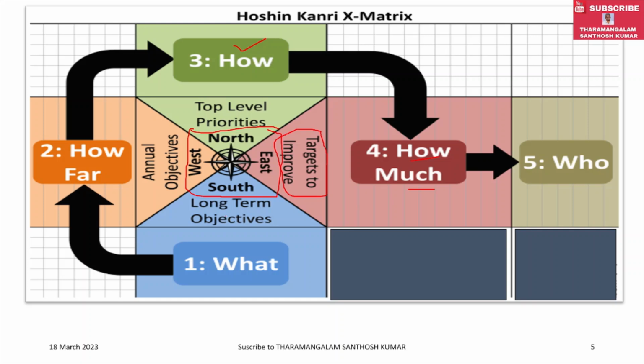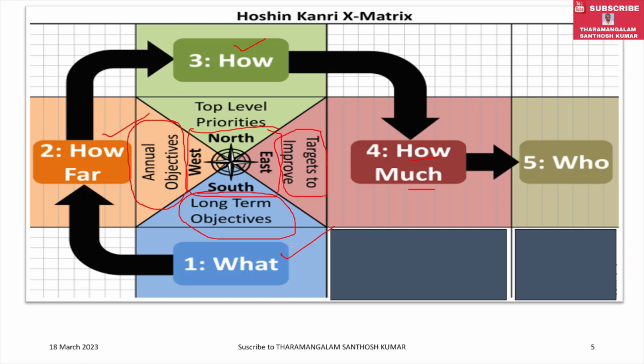And before we go for how far, the long-term objectives to achieve the vision or mission of a company will be explained with a list of items in the what step. And annual objectives will be the short term targets within a year or within 2 years. So that is the how far step.